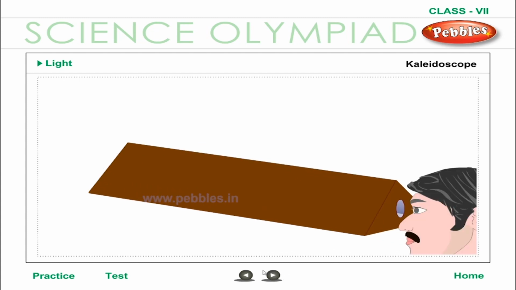When the tube is held against a bright background, a colorful design can be seen. Each pair of the mirrors forms 5 images, which, along with the object, form a hexagonal pattern. Since there are 3 pairs of mirrors, 3 sets of hexagonal patterns are seen. When the tube is rotated slowly, new patterns are formed.